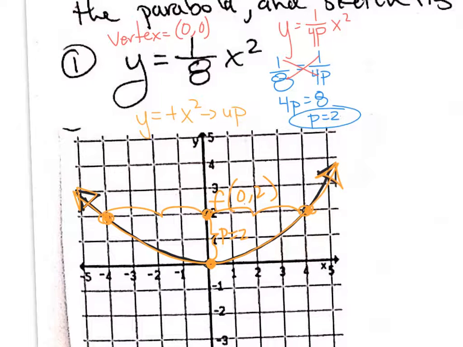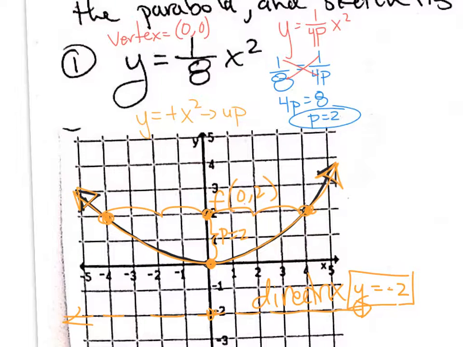Our directrix is in the opposite direction of the focal point from the vertex, meaning down here, the same distance, p away, so 2 away, and it's not a point, it's a line. So here's our directrix, and if we were to describe the equation of that line, it would be y equals -2. That's a horizontal line.